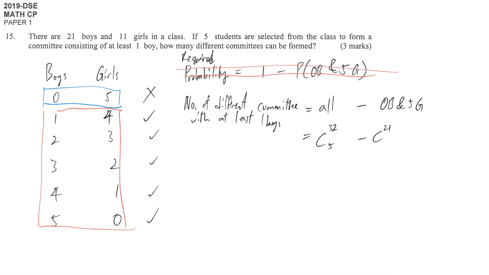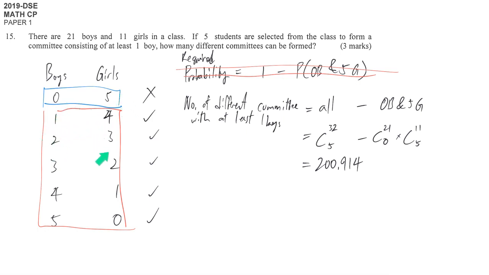Among 21 boys, we choose none of them. And at the same time, among 11 girls, we choose all of them. So this is 200914. Then you have already solved this question and get 3 marks in section B. Of course, some of you may not realize that you can use this shortcut.